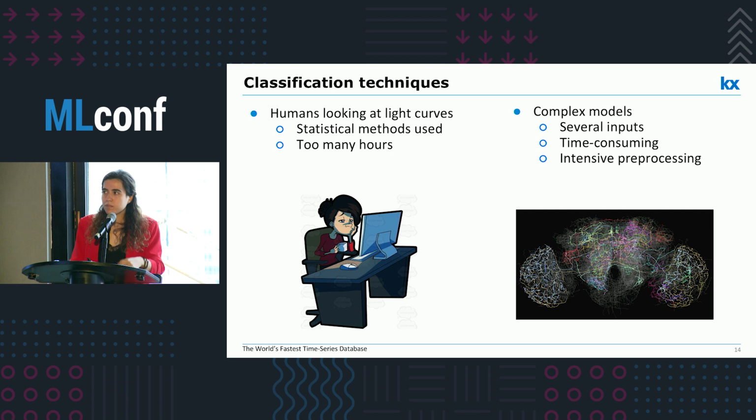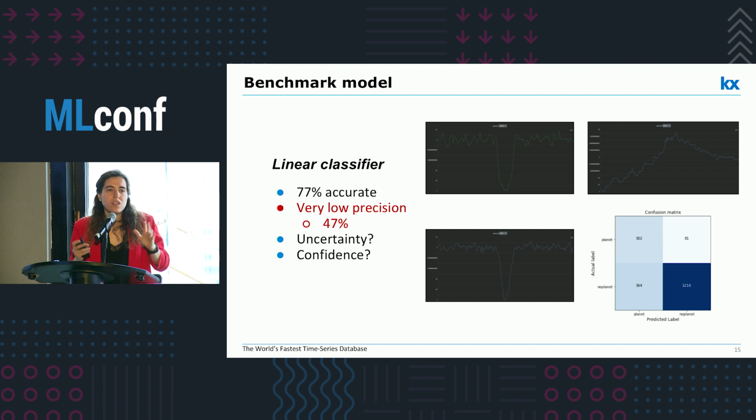It has been tried with very complex models, which require a lot of pre-processing. It's very time-consuming, and the models take ages to train. So let's try something different. What we suggested was a Bayesian neural network. But at the beginning we thought, maybe this data is easy and we can try some other models. So we said, let's have a benchmark model. Maybe a linear classifier is able to do something.